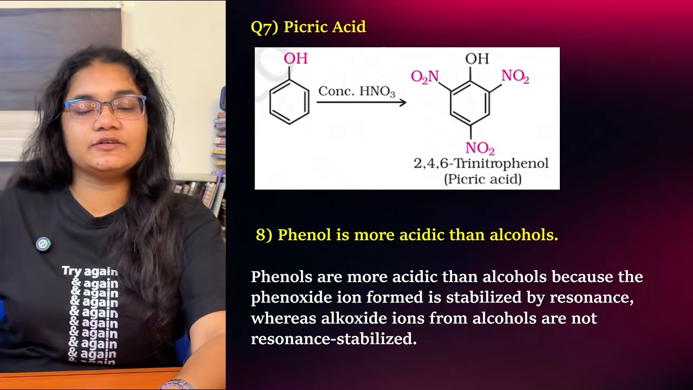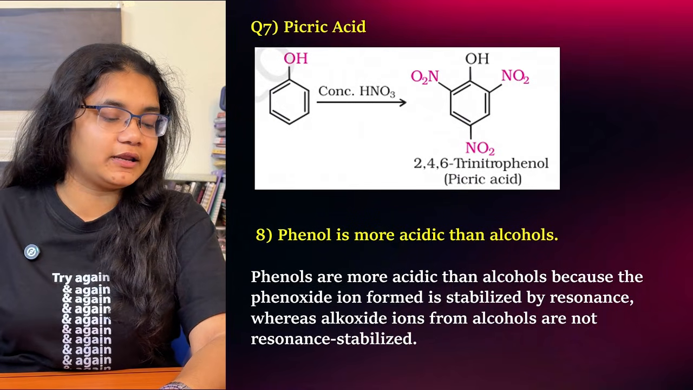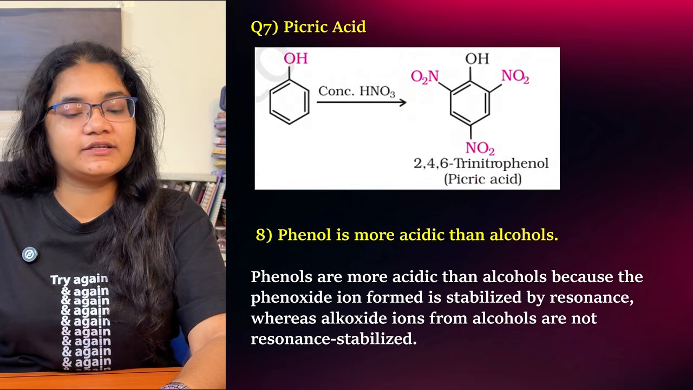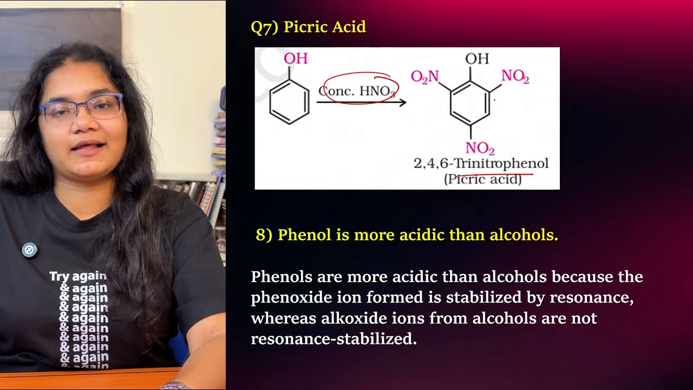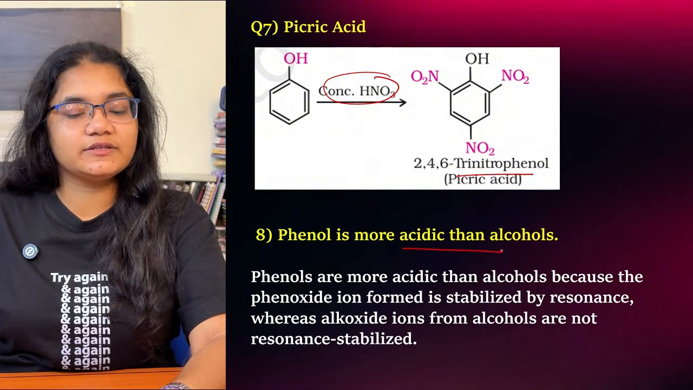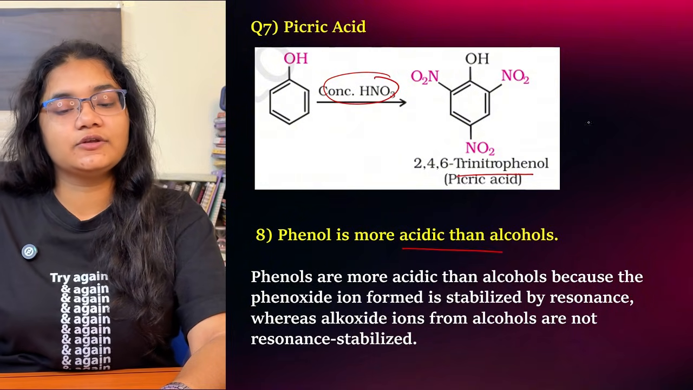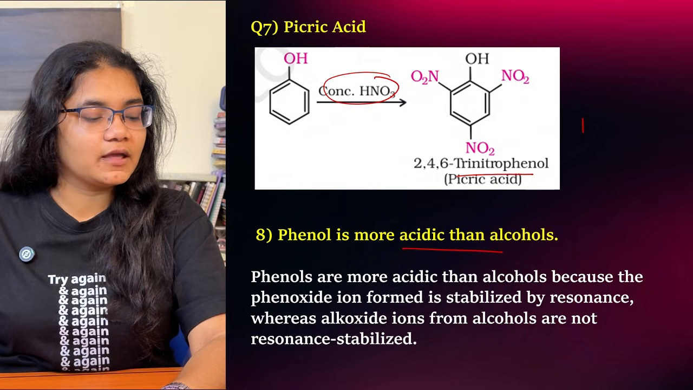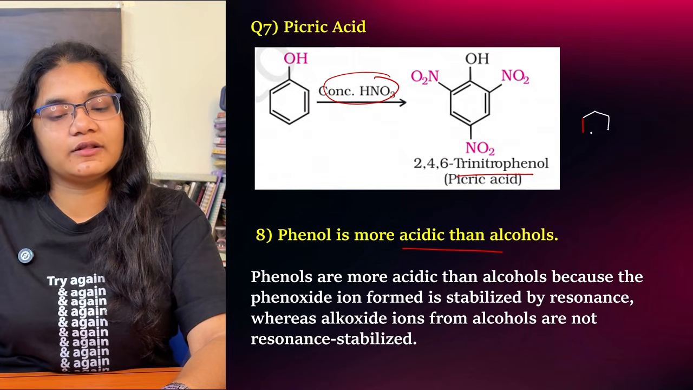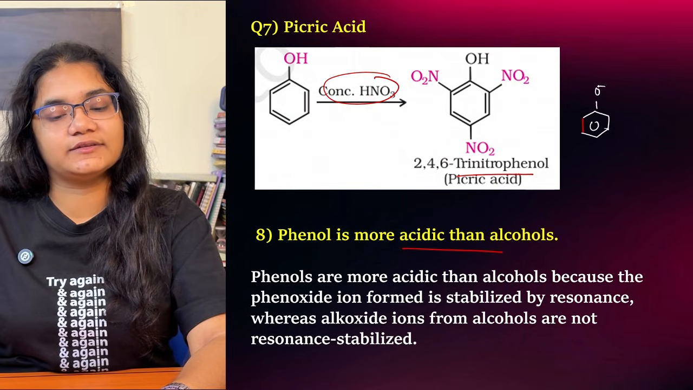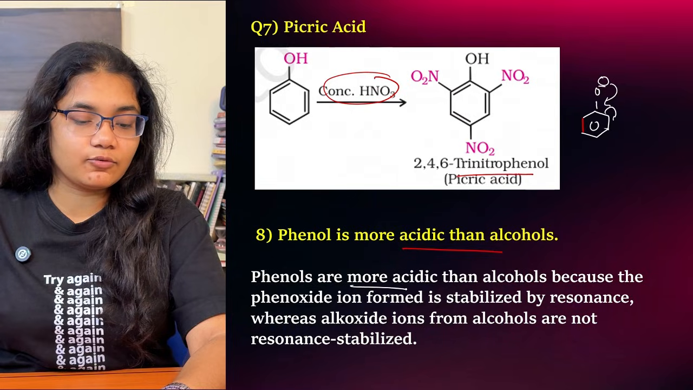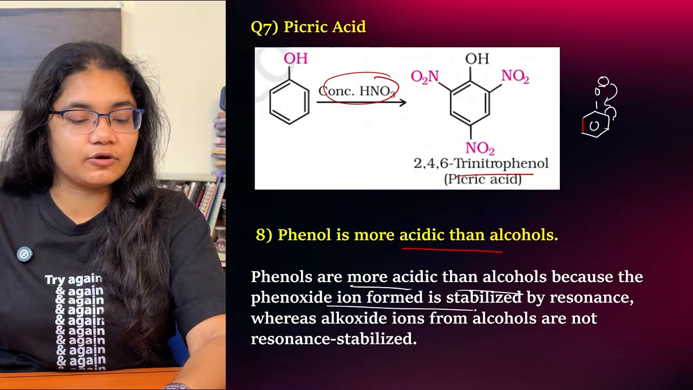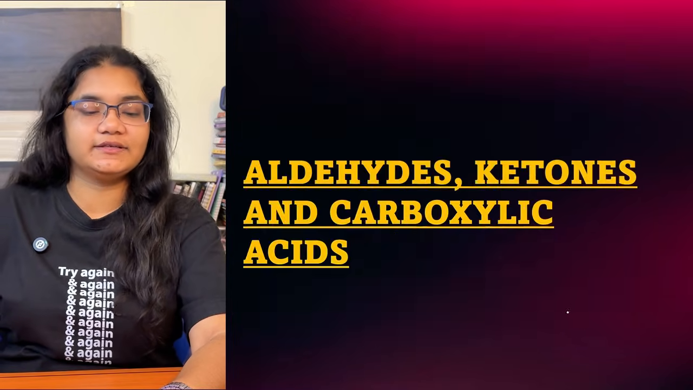Next is picric acid formation. So you should know the structure of picric acid. 2,4,6-trinitrophenol is called picric acid, and when phenol is treated with concentrated nitric acid, we get the structure. Next, phenol is more acidic than alcohols. So if you see, when phenols lose the hydrogen, you will get a structure like this. Okay, and this negative charge can undergo resonance and is highly stable. So phenols are more acidic than alcohol because the phenoxide ion is stabilized by resonance.